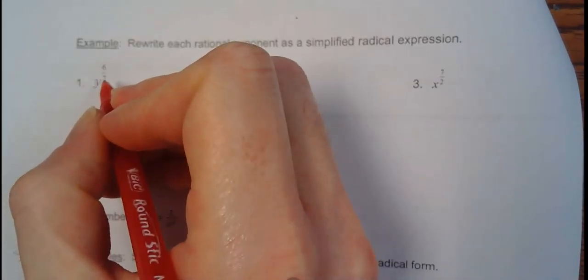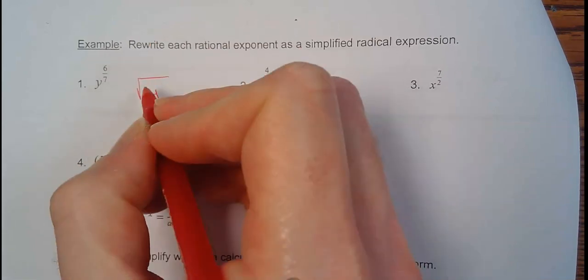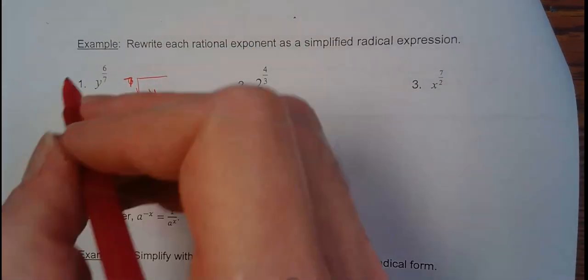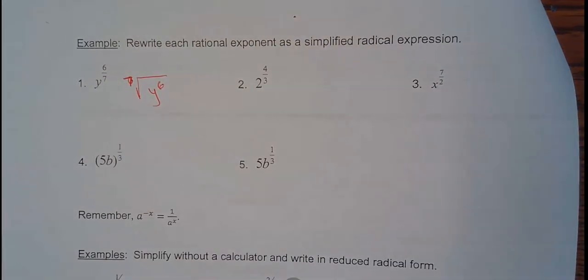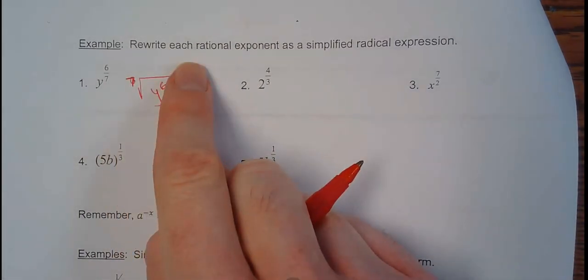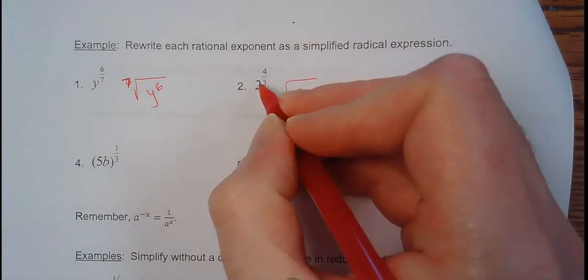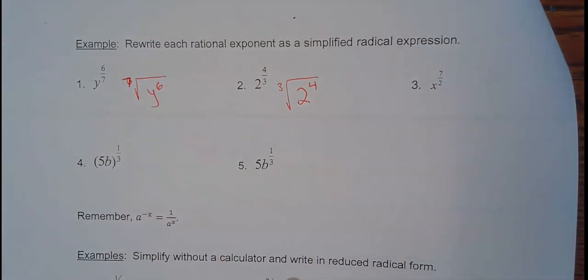So this one here, remember, the exponent goes on top, the root goes on bottom. So this is the 7th root of, you can put 6 on the inside or outside, doesn't matter. I'm going to just put it on the inside. But you could have the 7th root of y all raised to the 6th power and that'd still be true. This one here, bottom number is the root, top number is the exponent.